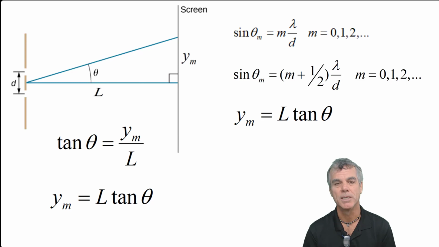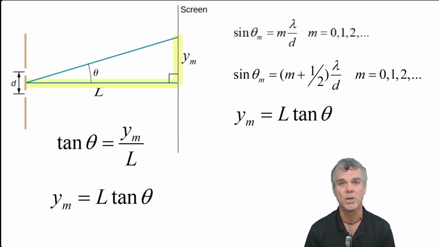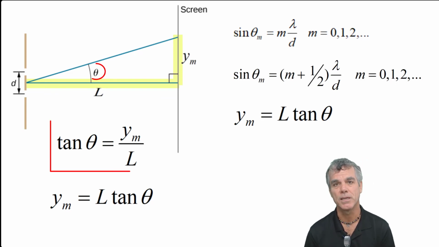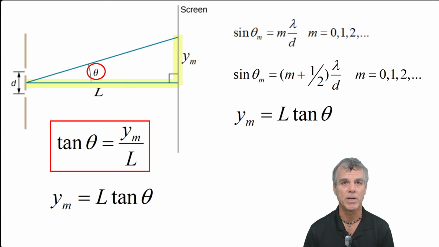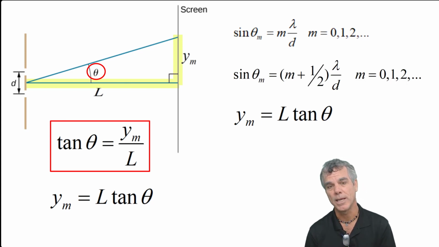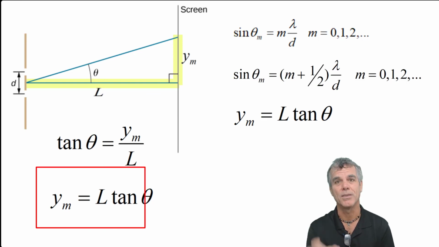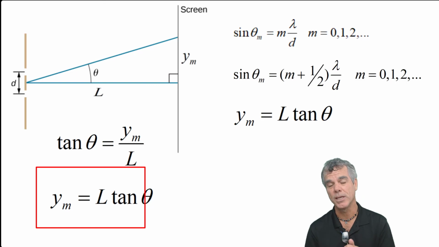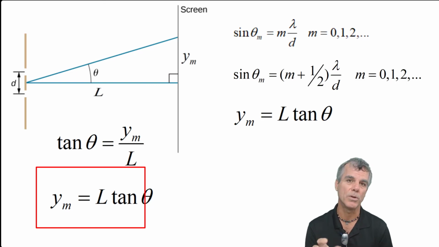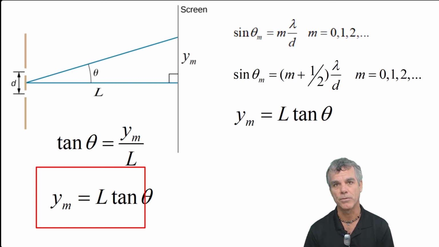Just from geometry, since we have a right triangle, we know that tangent of theta is opposite divided by adjacent. Or in this case, tangent of theta equals y_m divided by L. Or if I solve for y_m, which again is the distance from the central bright maximum to either a bright or dark fringe, that equation is y_m equals L times the tangent of theta. And the angle theta we use is going to depend upon whether we're looking at bright or dark fringes.